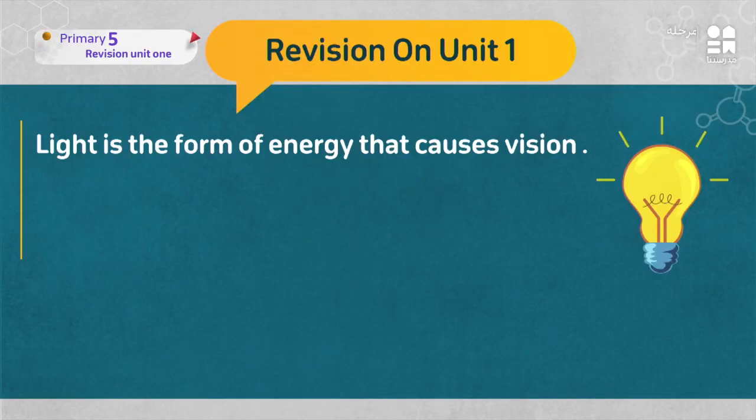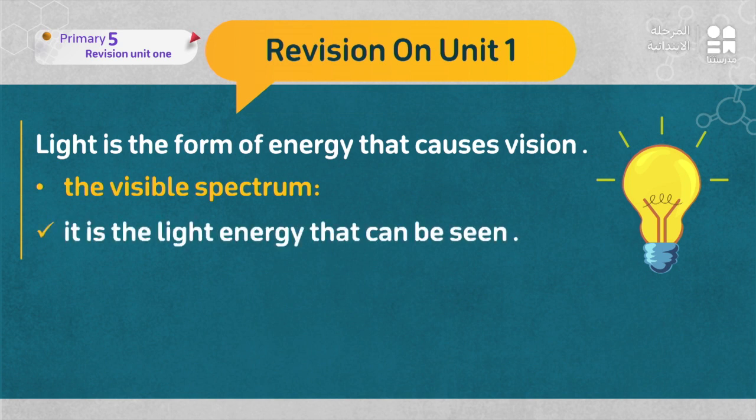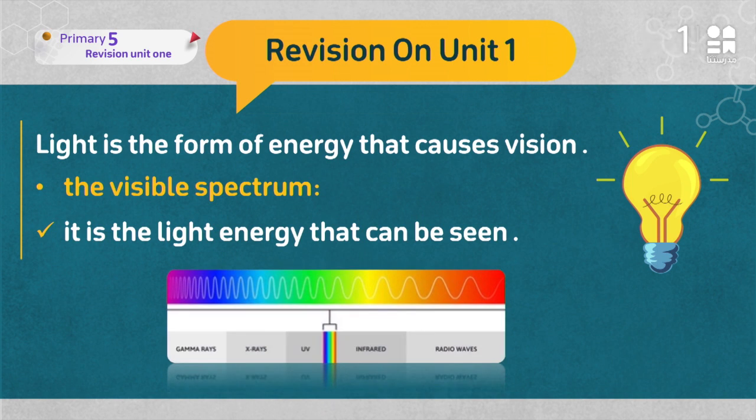أول حاجة عايزين نفتكرها عن اللايت، يعني إيه light؟ Light is the energy. It's a form of energy that causes vision. من غيره ما نقدرش نشوف أي حاجة. So the light it's a form of energy that causes vision. تمام. ايه تاني عندنا في اللايت؟ اول حاجه the visible spectrum، وعرفنا عن ايه visible spectrum. It's the light energy that can be seen. It's the part of energy اللي بنقدر نشوفه. The part of light energy that we can see.